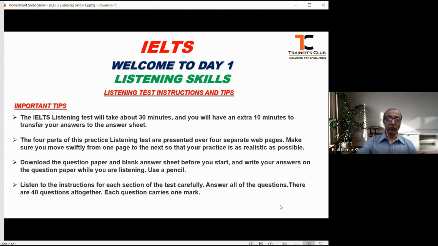Okay? So for these 40 marks, if you have to score band 8, right? You have to score a minimum of 32 marks for this, if you have to score band 8. That's what it is. Right? I hope everything is clear now.